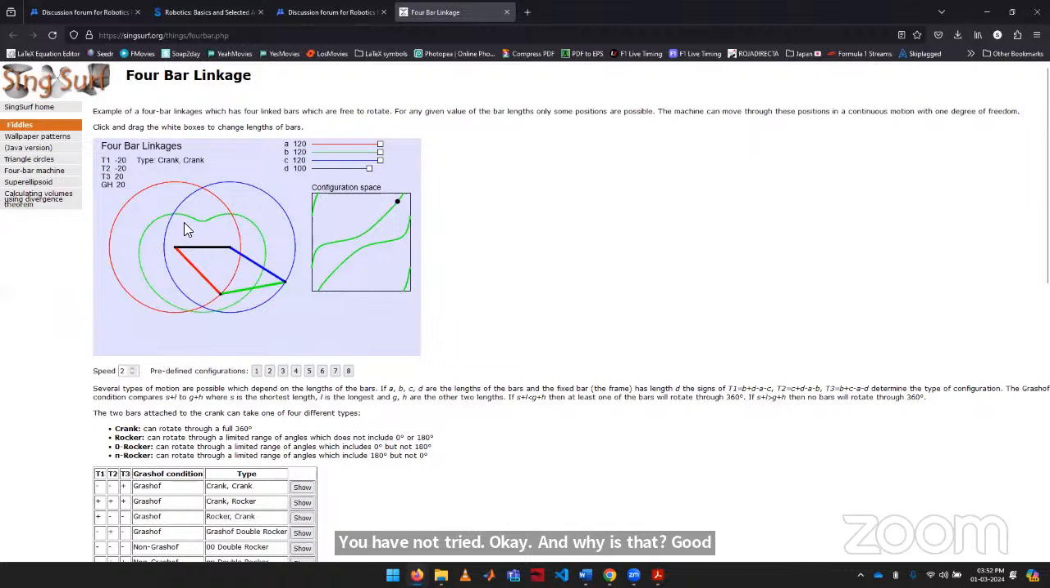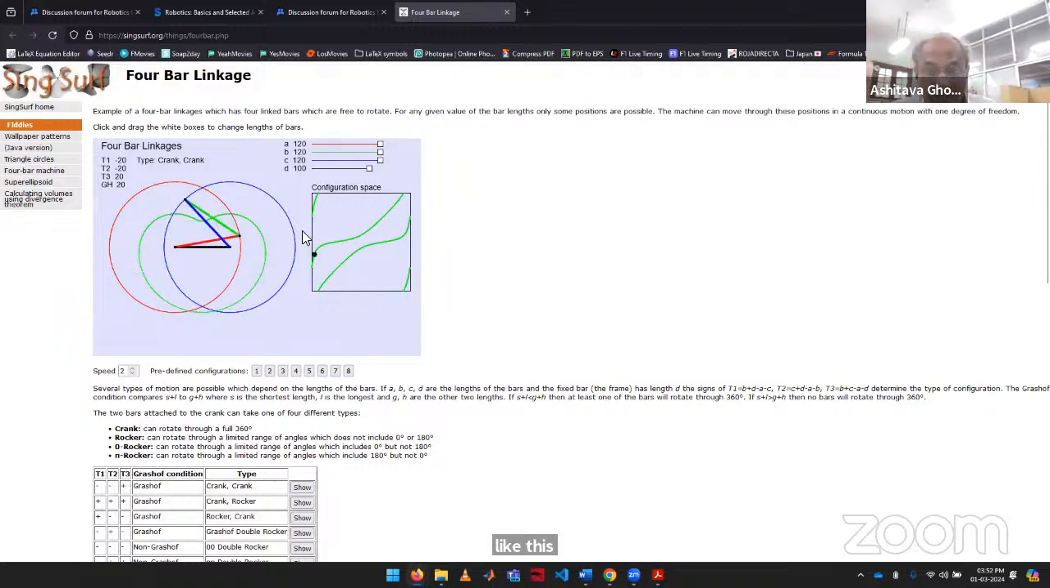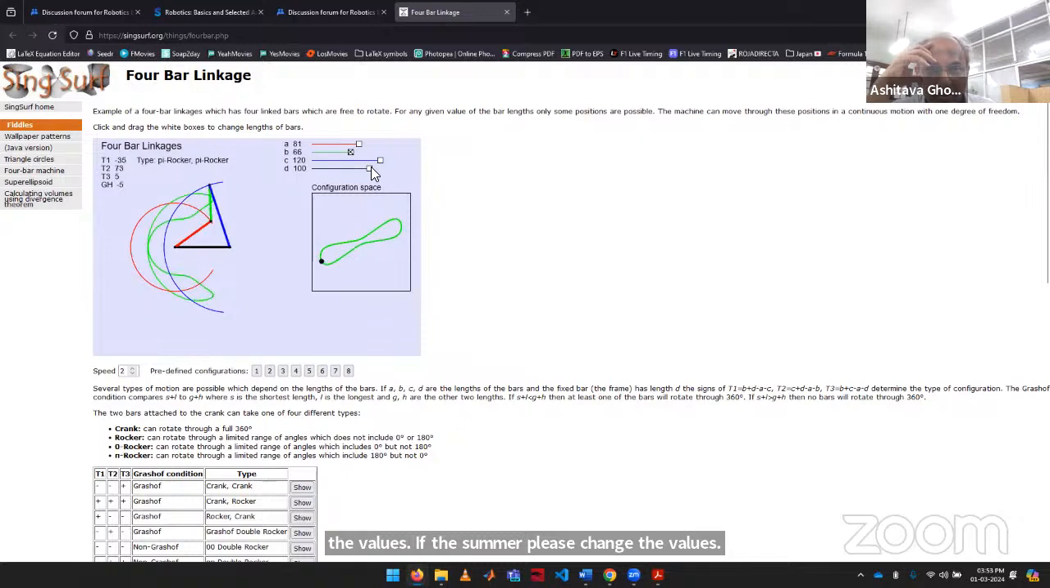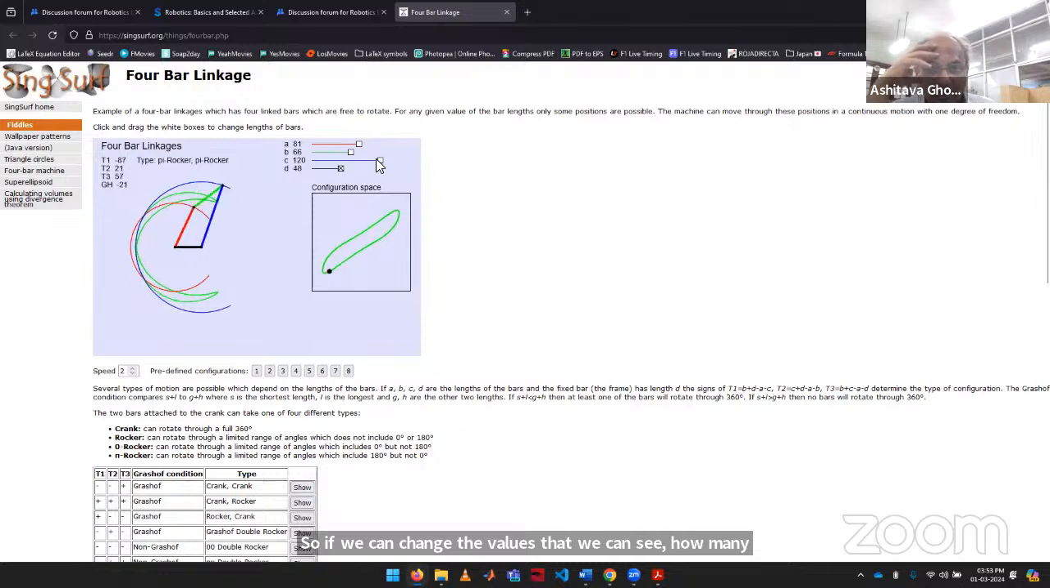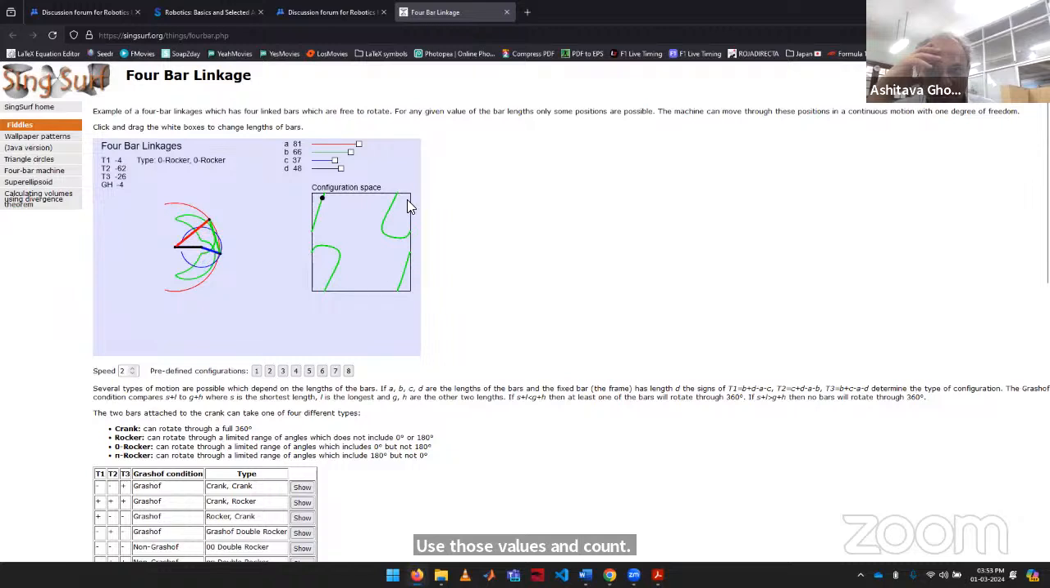All you need to do is click like this. Then if you change the values of ABCD, you can see the coupler curve being drawn. You can change the values. Soumya, please change the values. Then you can see how the coupler curves are being drawn, and then you can count. Whatever values I have given you, go to the link, use those values and count. Is that clear?